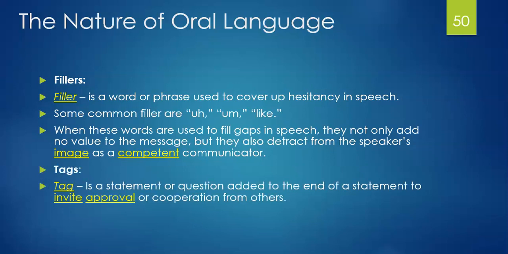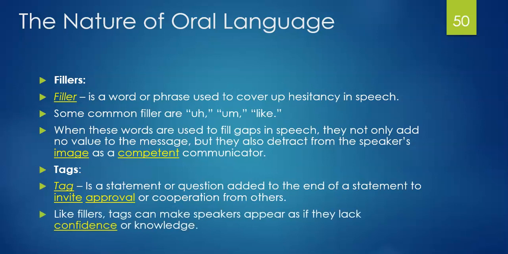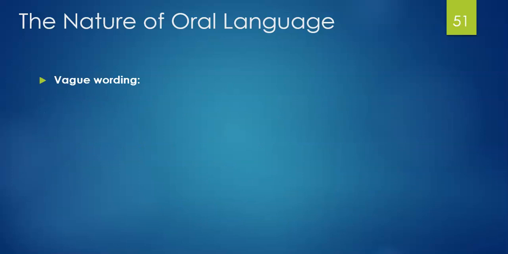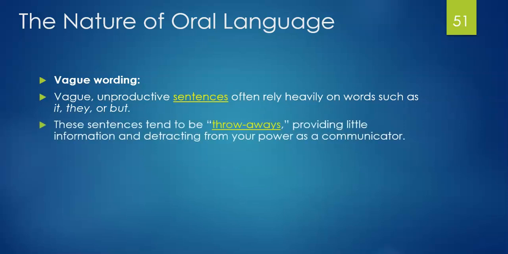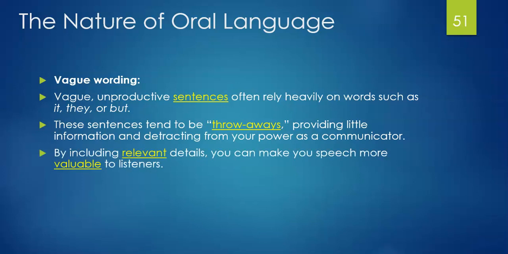Tags. A tag is a statement or question added to the end of a statement to invite approval or cooperation from others. Like fillers, tags can make speakers appear as if they lack confidence or knowledge. Vague wording. Vague, unproductive sentences often rely heavily on words such as it, they, or but. These sentences tend to be throwaways, providing little information and detracting from your power as a communicator. By including relevant details, you can make your speech more valuable to listeners.